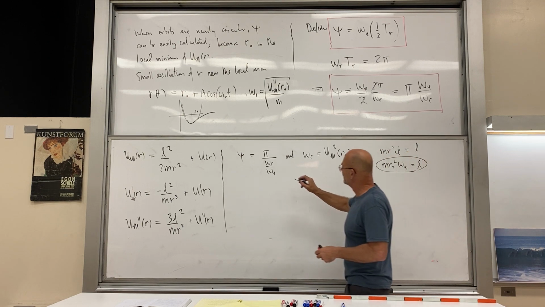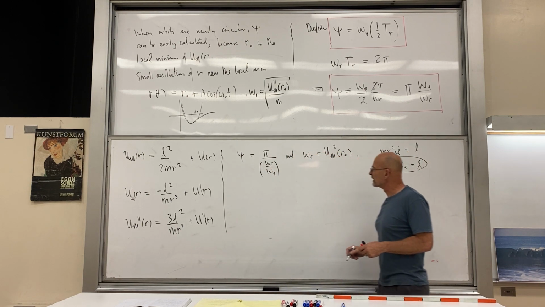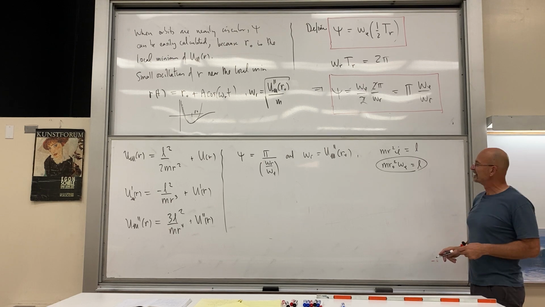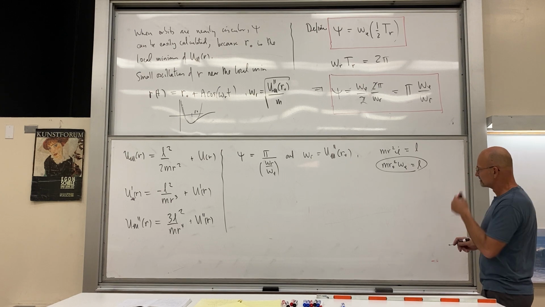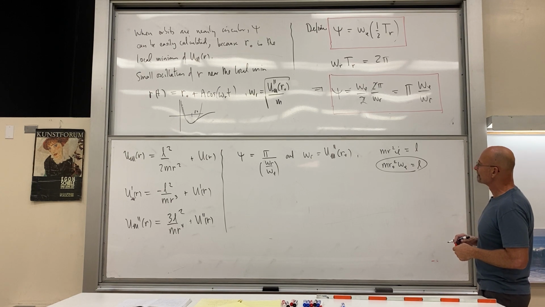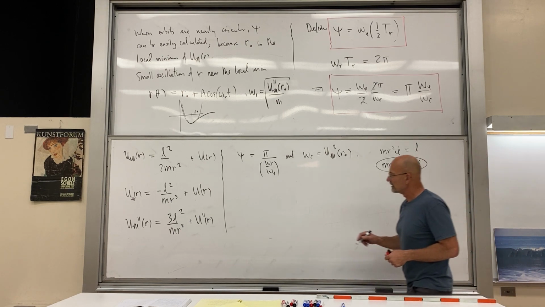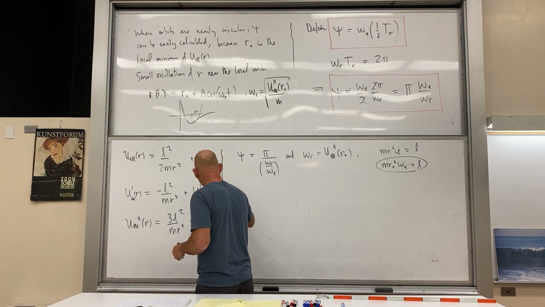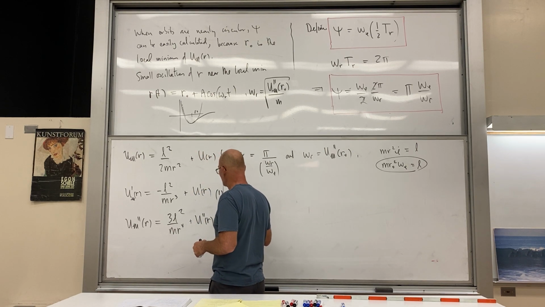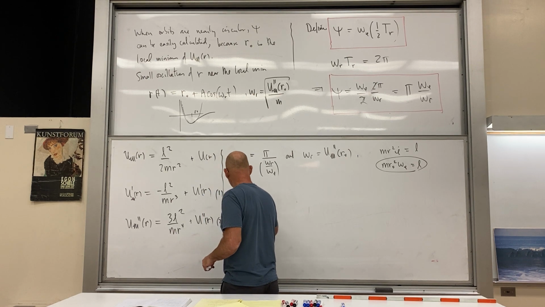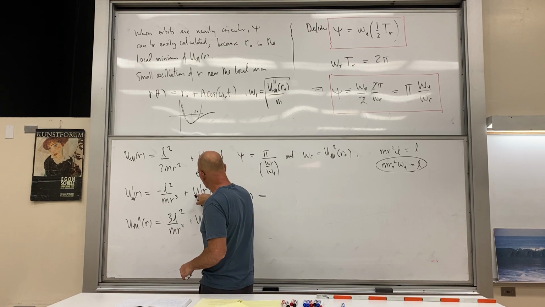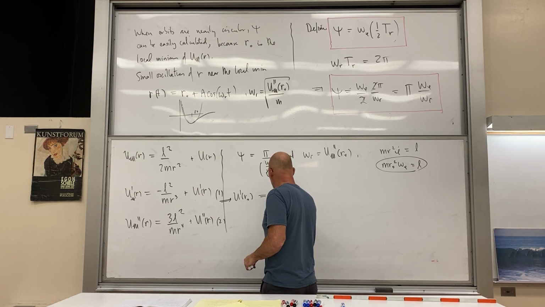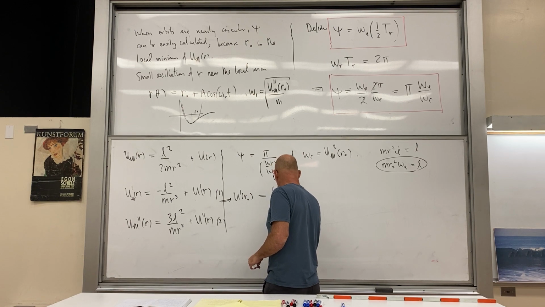So we're going to put these things together. I'm running out of time, but let's do it right now. So from this first equation here, we have U prime of R naught is equal to L squared over m R naught cubed.